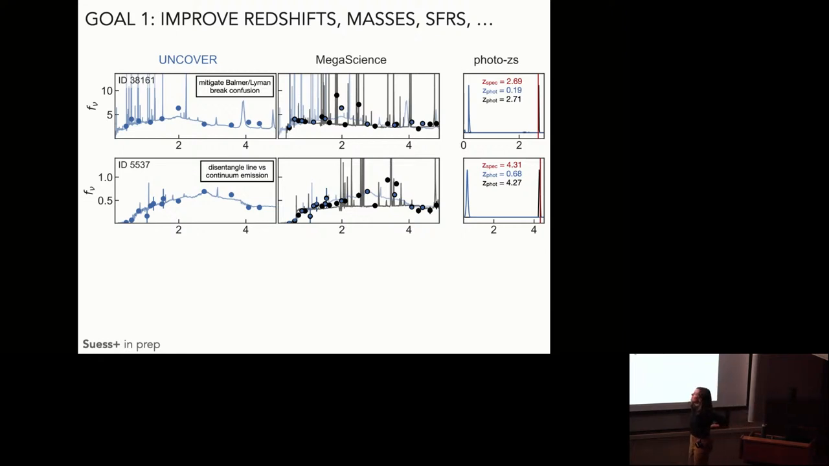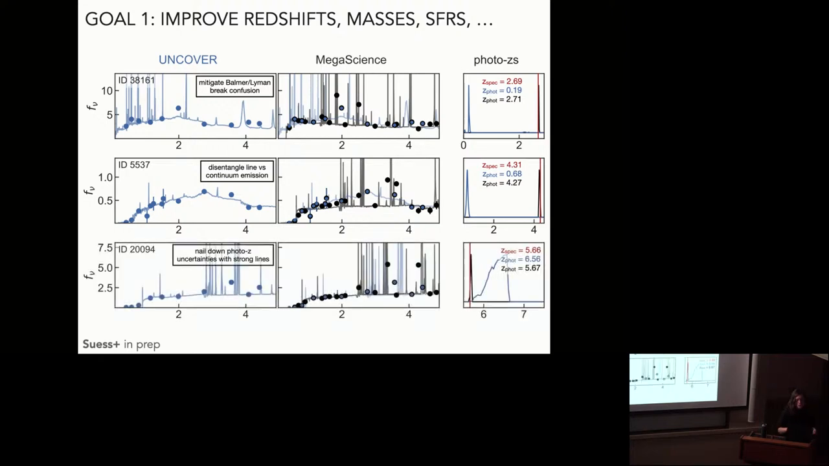This is a really fun example because in the UNCOVER data, this galaxy basically just looks like a rising red continuum with very little information, until you look at the MegaScience data and you realize that almost every single one of these points is really contaminated by line emission. It's basically just this, I think, F300M filter that's actually tracing the real continuum in the galaxy. And so again, before you got the redshift totally wrong, and now you get it almost exactly on the spectroscopic redshift.